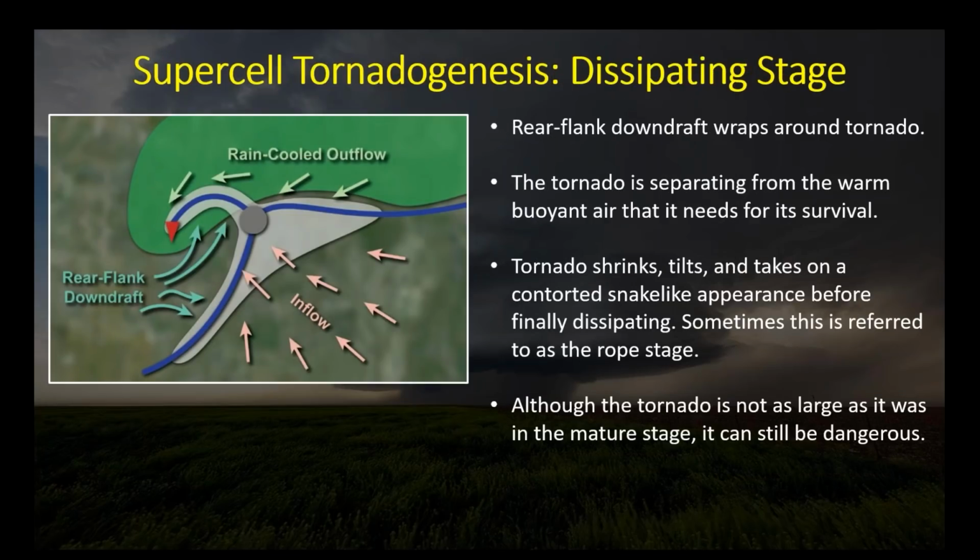The tornado and wall cloud may be found at the north end of this structure. In the dissipating stage, the RFD wraps around the tornado. As a result, the tornado is separating from the warm, buoyant air that it needs for its survival. As this happens, usually the tornado shrinks, tilts, and takes on a contorted, snake-like appearance before finally dissipating. Sometimes this is referred to as the rope stage. It's important to note that although the tornado is not as large as it was in the mature stage, it can still be dangerous.